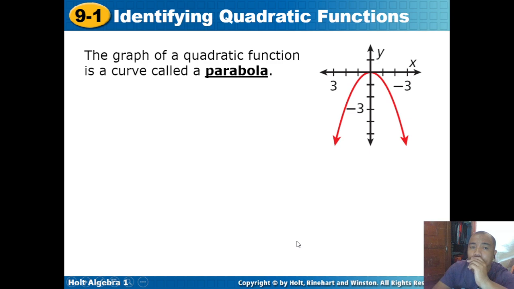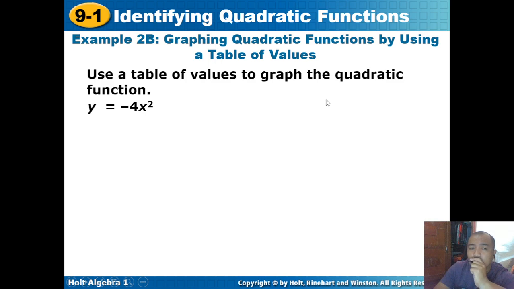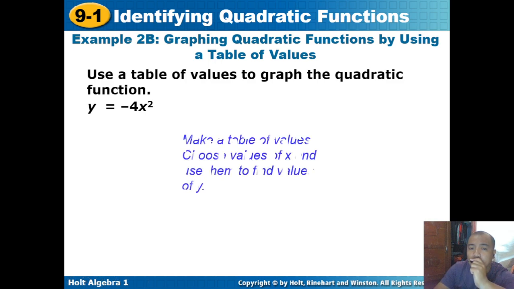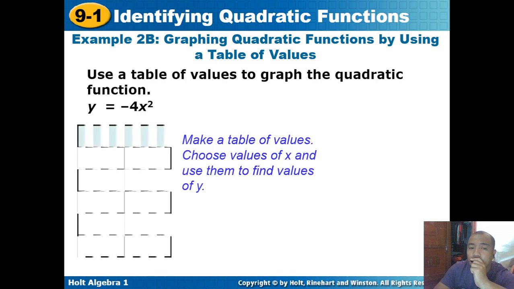So the graph of a quadratic function is a curve called a parabola. So from the figure, it's a parabola that opens downward. It can also open upward. Now use the table of values to graph the quadratic function y equals negative 4x squared. So make a table of values, choose values of x, and use them to find the values of y.